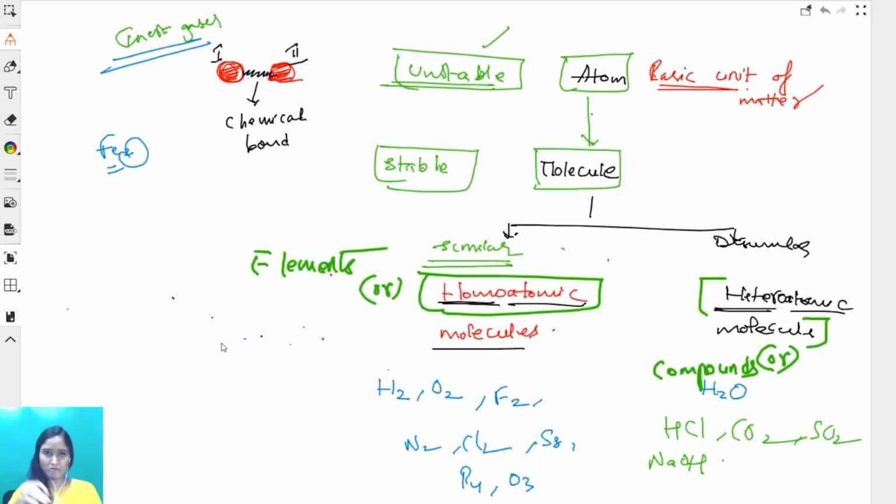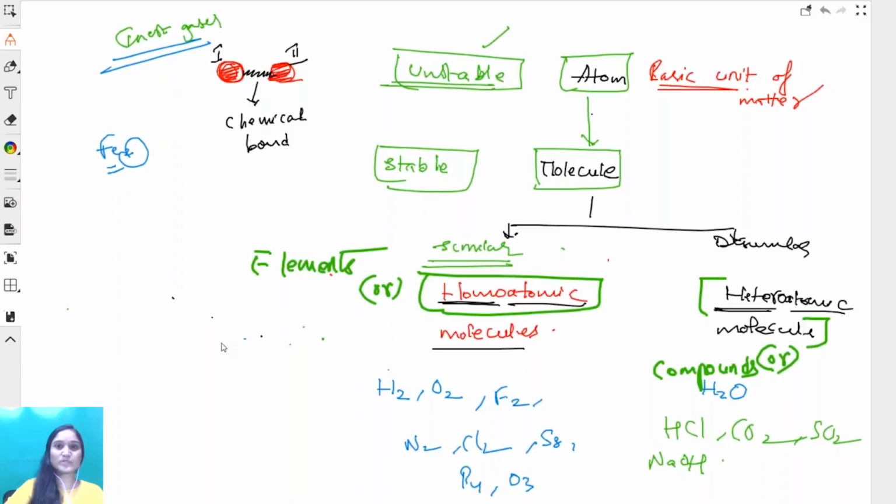Coming back, matter is made up of finer particles called atoms. Atoms are very unstable. They can't exist independently, and as a result they combine with other atoms, maybe similar or dissimilar, to form a stable system called a molecule. Based on the composition, if the molecule consists of similar type of atoms, you call it homoatomic or element. Examples on the screen. And if the molecule consists of dissimilar type of atoms, we call it heteroatomic, or compound. Examples again on the screen, right?